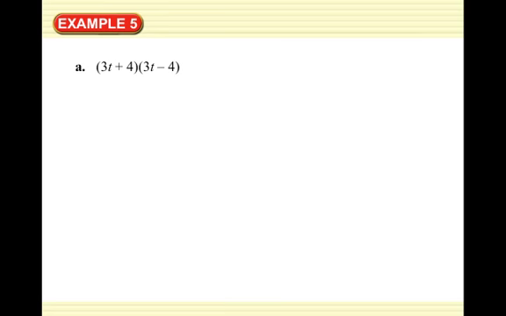Okay, so let's multiply using these special patterns. We've got 3t plus 4 times 3t minus 4. So everything matches except you have one plus and a minus. So this works with our difference of 2 squares, sum and difference of the same binomial terms. And so that's going to be 3t quantity squared minus 4 squared, so 9t squared minus 16.